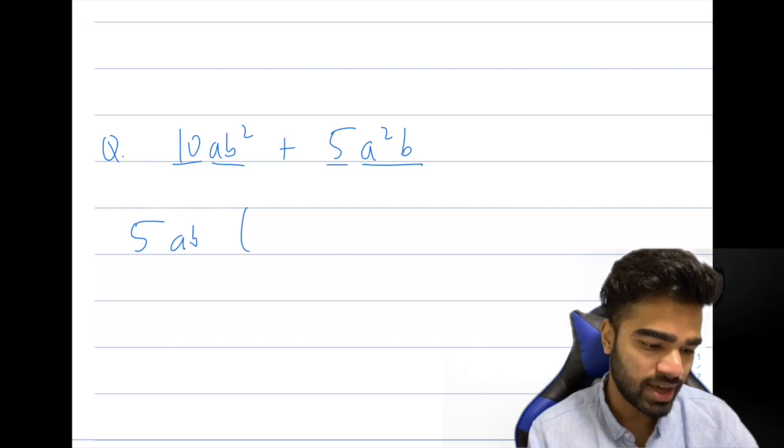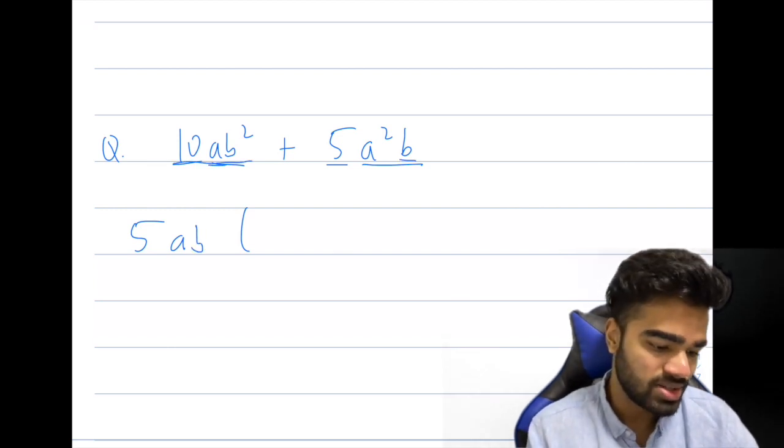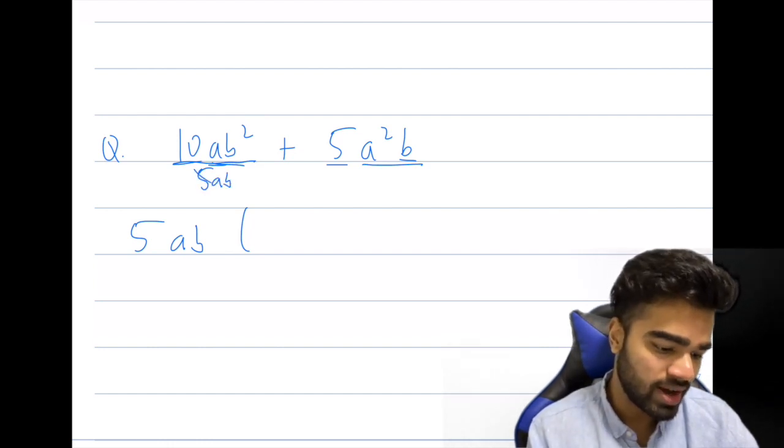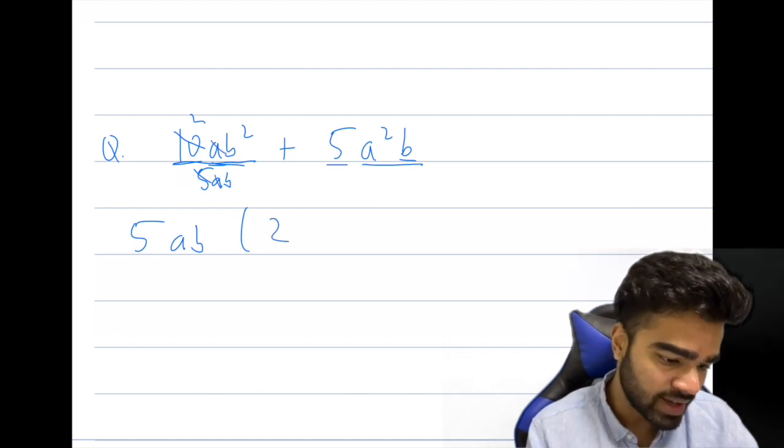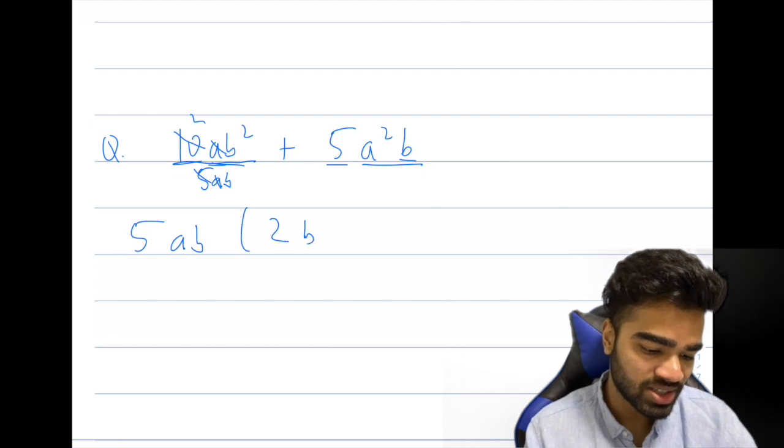It's AB. AB is the common factor because there's an A in there and there's a B in there we can take out. So you do the same thing. You divide by whatever you're taking out, which is 5AB. So 5 and 10, 5 goes into 10 twice. And then A and A cancel out. And then B squared on B is just B.